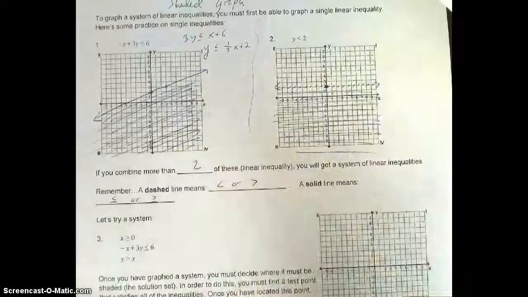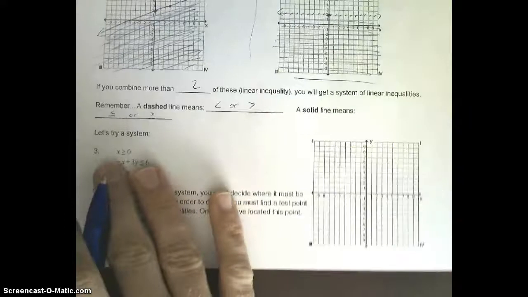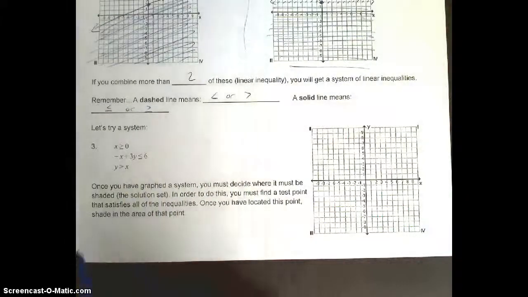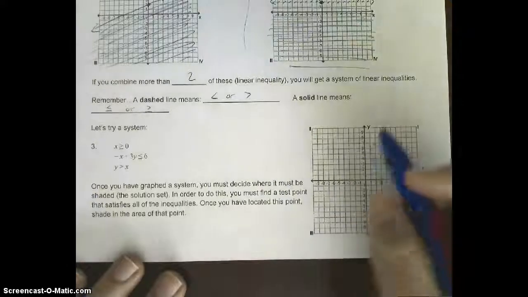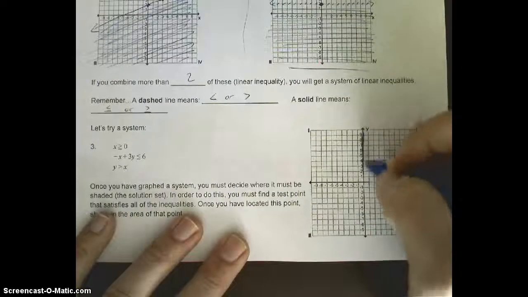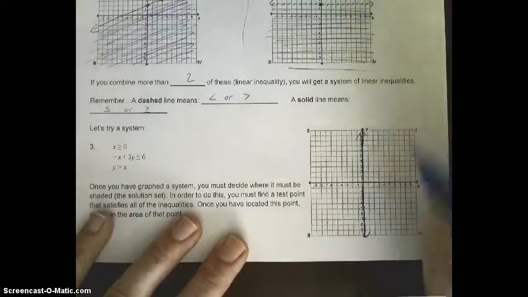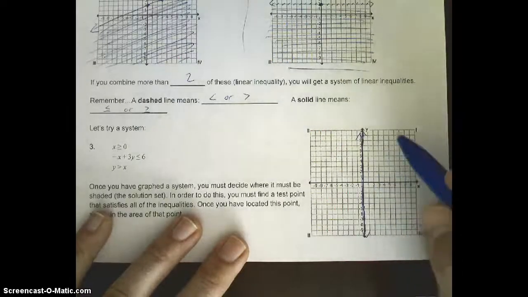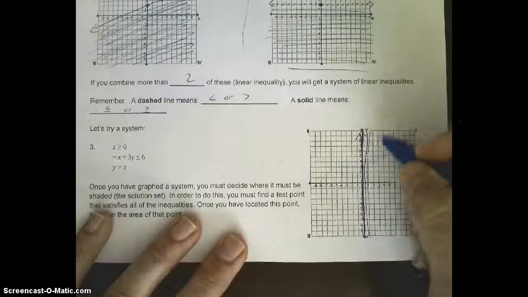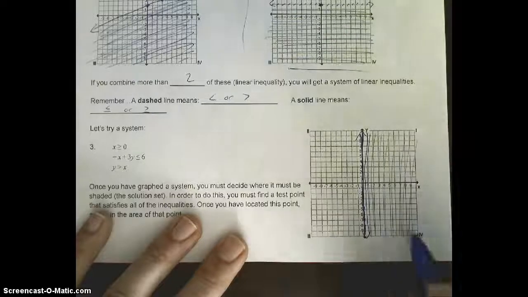So we're going to go ahead and try out a system down here. We're going to work our way through this nice and slow. Let's start out with the first one. x is greater than or equal to 0. The line x equals 0 is just a straight up and down line, so I'm going to go ahead and highlight it here. Greater than or equal to means everything to the right. Notice that I'm going to shade straight up and down lines going to the right. Pick one direction, stick with it. You'll see why.